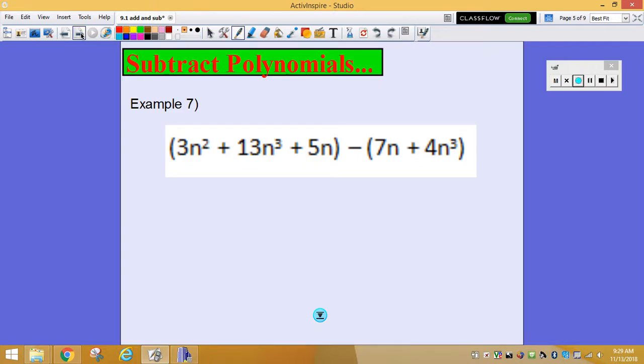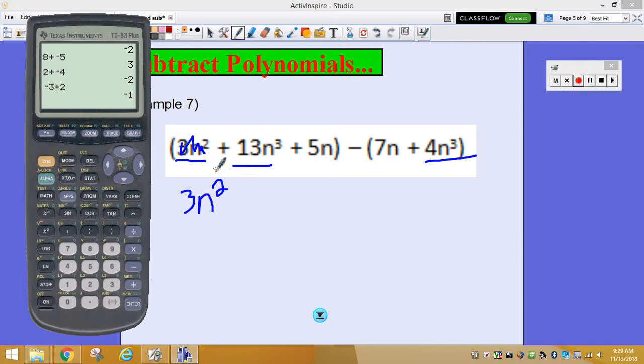All right, subtracting works the exact same way, except instead of addition in the middle, it's going to be subtraction. So, n squared. Is there another n squared I can combine? No. So I'm going to bring down 3n squared. That goes away. N to the third, I can combine with another n to the third. So in my calculator, it's a positive 13. This time my middle sign is a minus, and it's a positive 4.